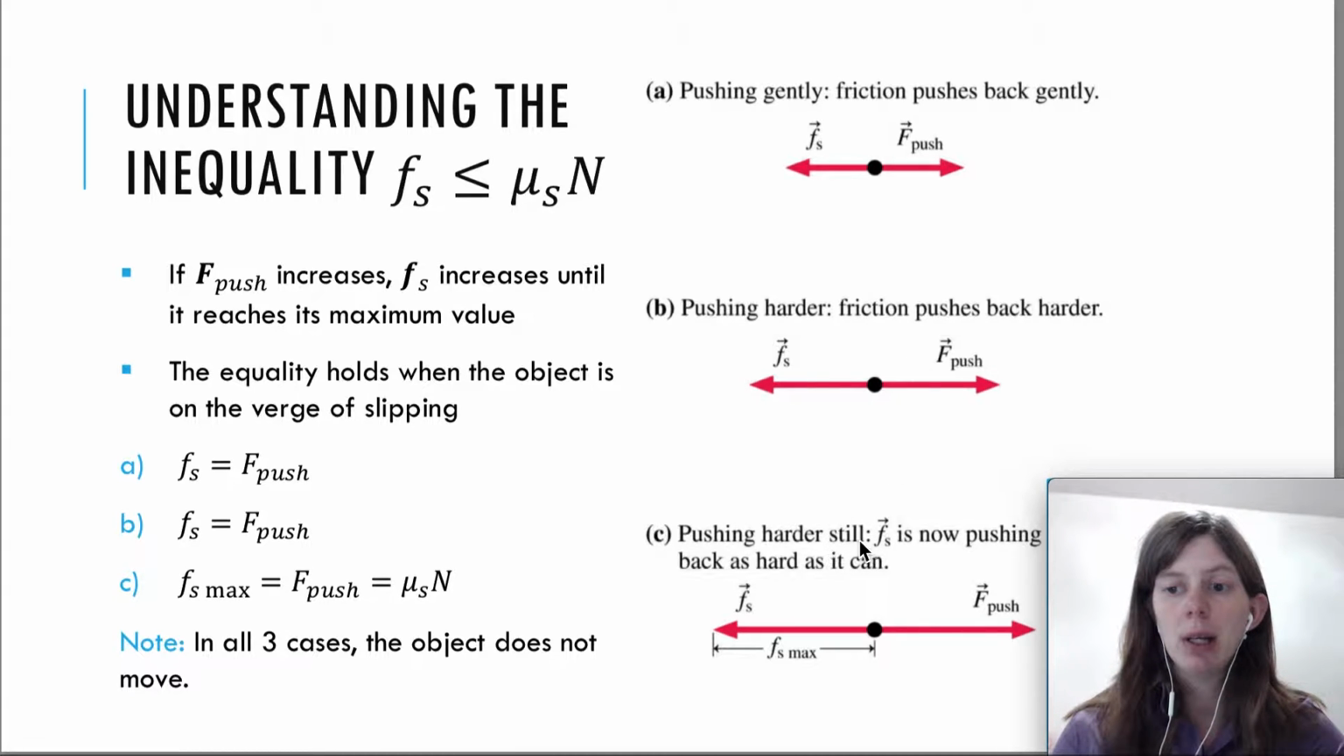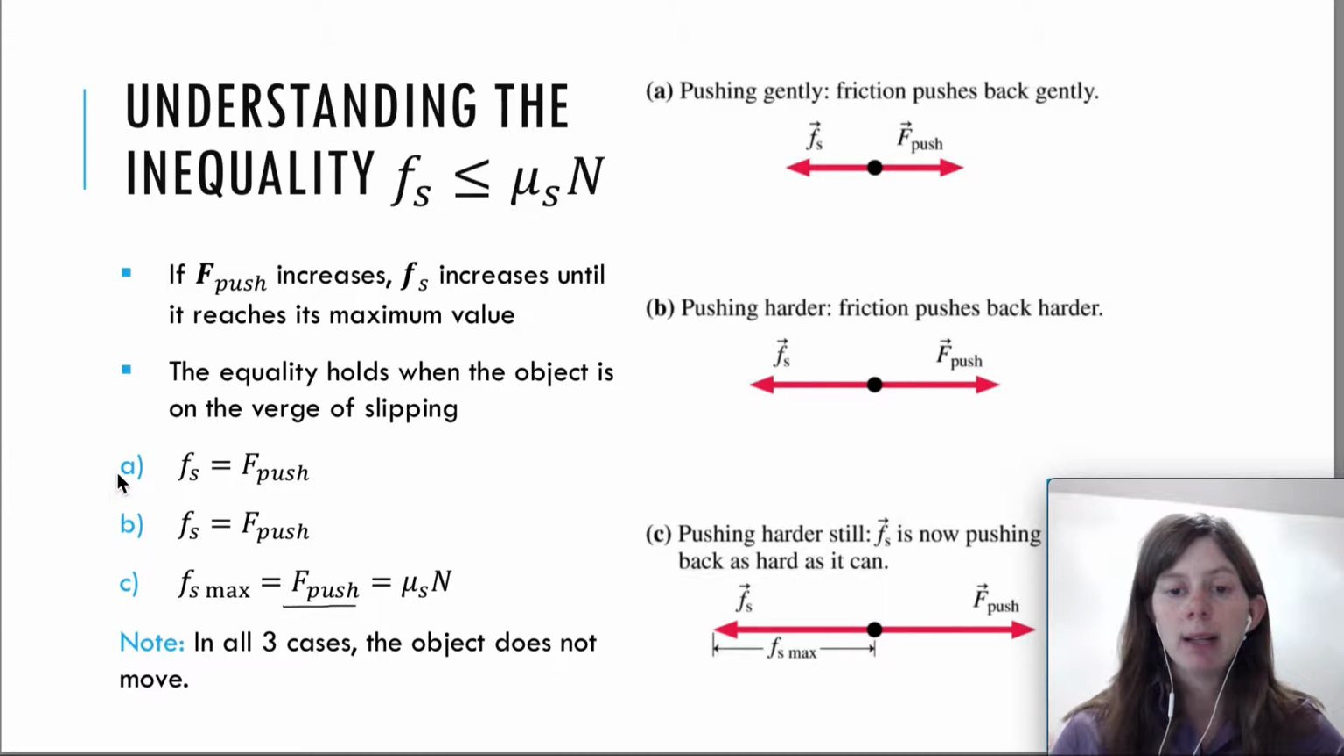And now in picture C, we're pushing harder. We're pushing as hard as we can though, because if we were to push any harder, the object would start moving. So this value of the static friction force is the maximum possible value it can take, because any bigger, and it means that the object is moving and we're dealing with kinetic friction. When the static friction has reached its maximum value, it's still going to oppose whatever force is pushing it, but it's also going to equal the coefficient of static friction times the normal force.